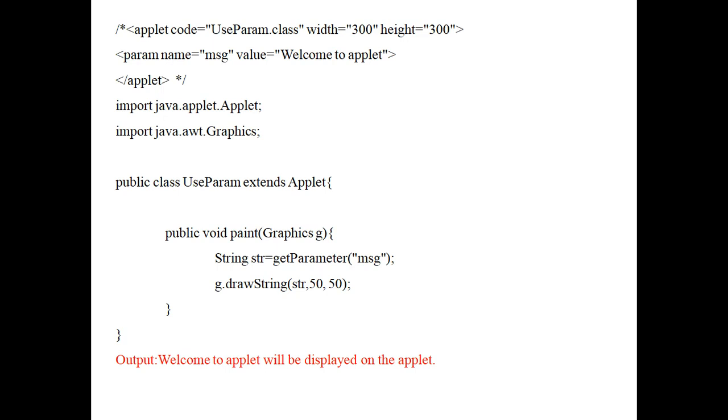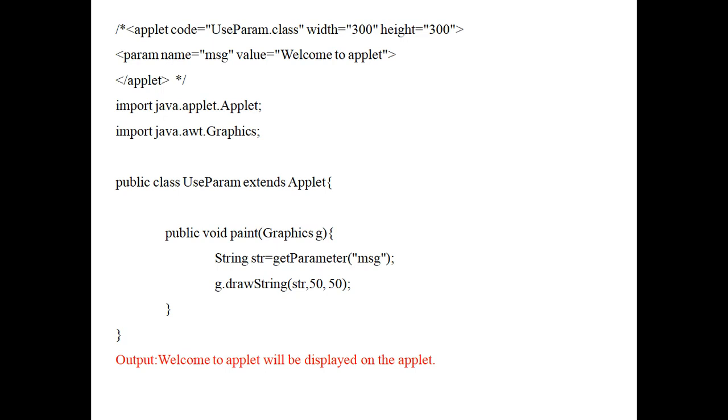Now getParameter is a method which will return the value of the parameter. So let's store the value in a string variable called str. So String str is equal to getParameter("MSG"), which means that now str contains welcome to applet, because getParameter has returned the value of the parameter that has been passed. So getParameter returns the value of MSG, which is welcome to applet, which is stored in the variable str.